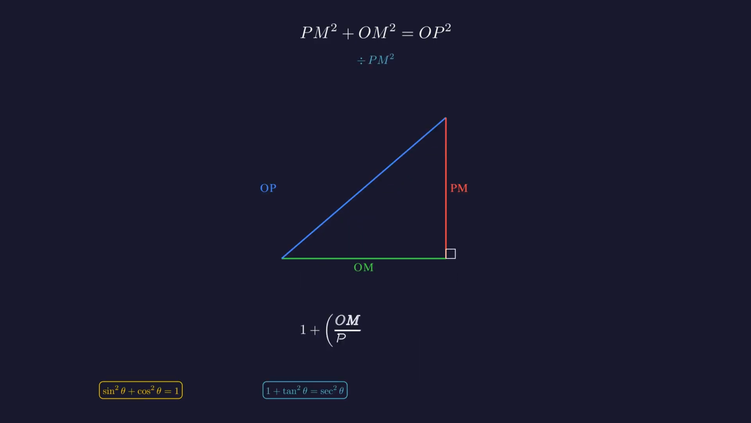And finally, divide by PM squared. OM over PM is cotangent. OP over PM is cosecant. 1 plus cot squared equals cosec squared. 3 identities, 1 theorem, 3 divisions.